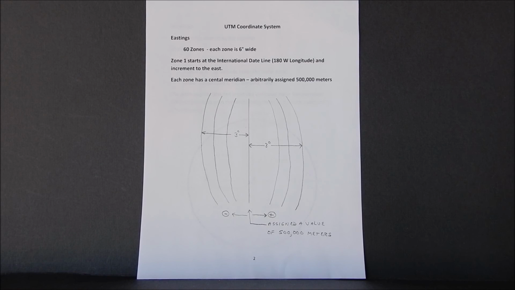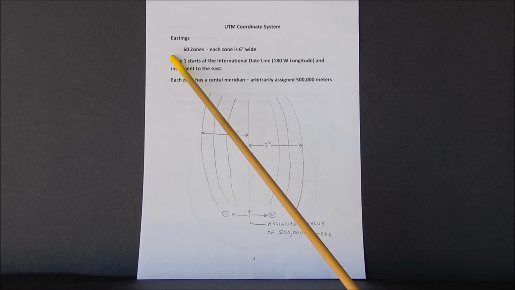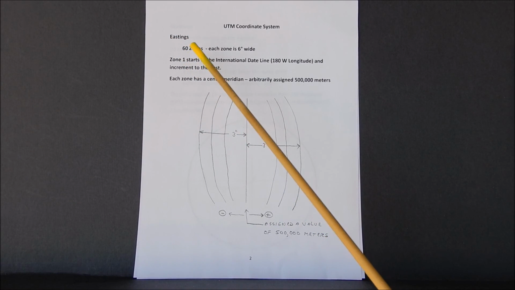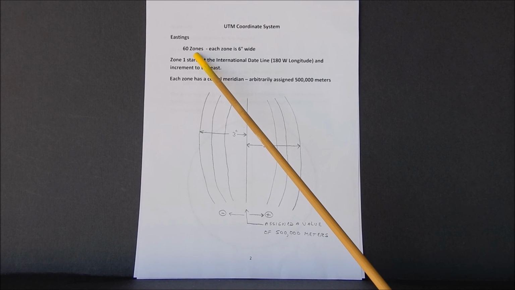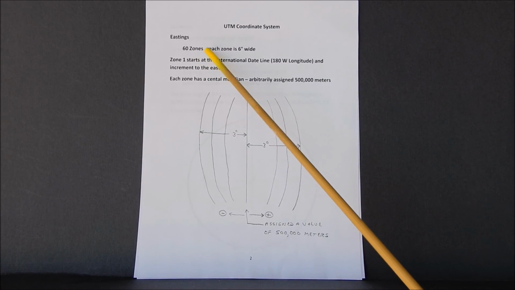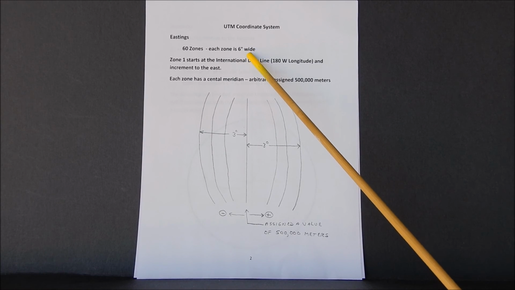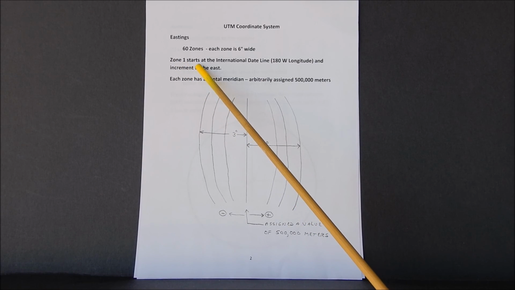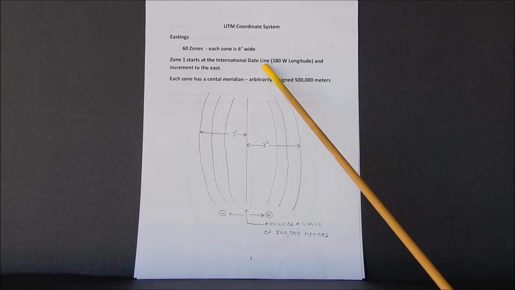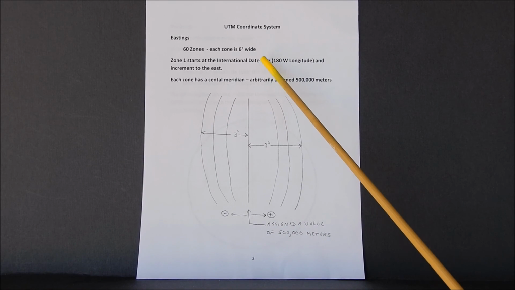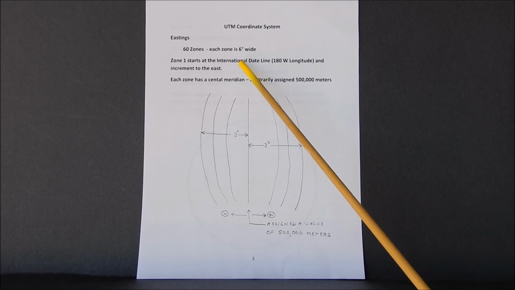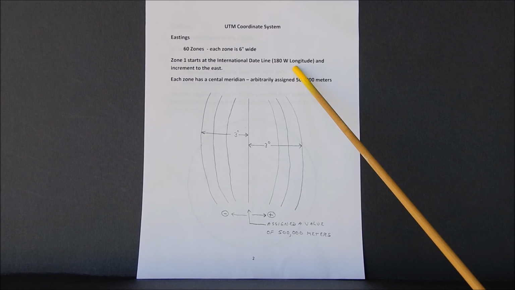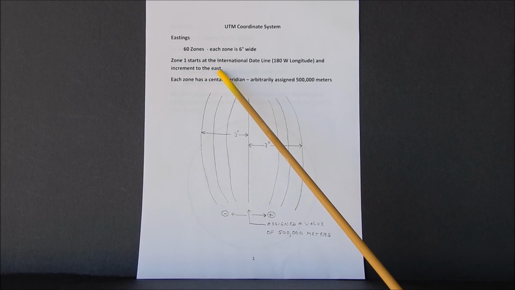So I said that the UTM coordinate system only has eastings and northings. Here's some information about the eastings. There are 60 zones. The Earth is divided up into 60 easting zones. Each zone is 6 degrees of longitude wide. Zone 1 starts at the international dateline. It doesn't start at Greenwich. It starts at the international dateline, which is 180 degrees west longitude, and the zones increment towards the east.